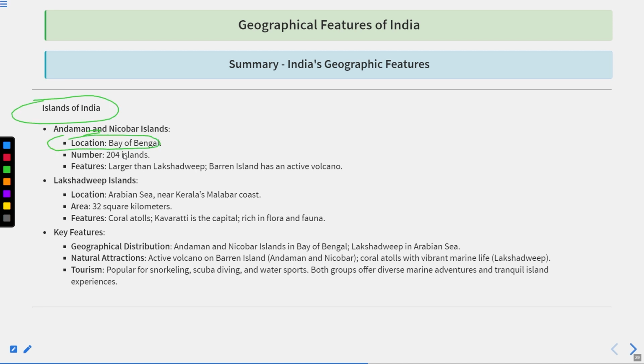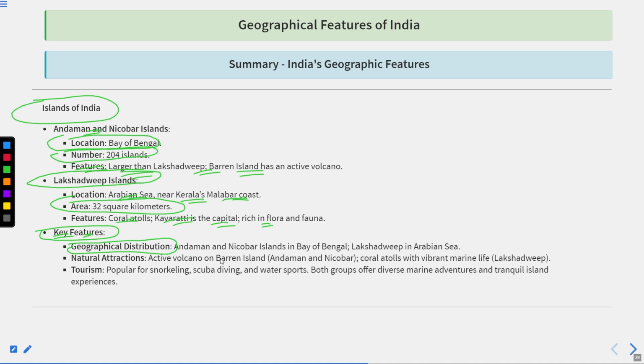Andaman Nicobar Islands, location is Bay of Bengal, number of islands 204, features larger than the Lakshadweep Islands. Barren Island has an active volcano. Lakshadweep Islands, location is Arabian Sea near Kerala's Malabar coast. Area is 32 square kilometers. Features are coral atolls. Kavaratti is the capital, rich in flora and fauna. Then key features.